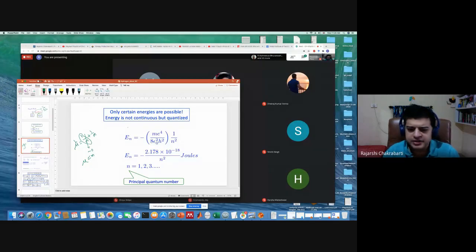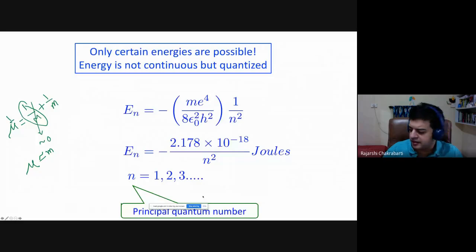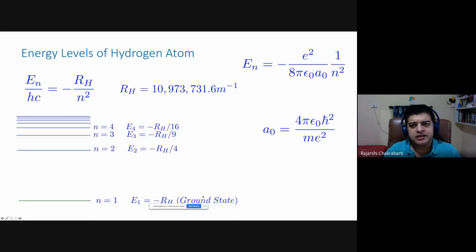So exactly this expression you can calculate, and you see that it has a structure like minus 1 over n square times a constant. I can make my life easier by writing it like this, and then I define something like A0. A0 has a name. This is called Bohr radius. We'll talk about it later. It's actually the radius of the first Bohr orbit, if you do the old Bohr theory.